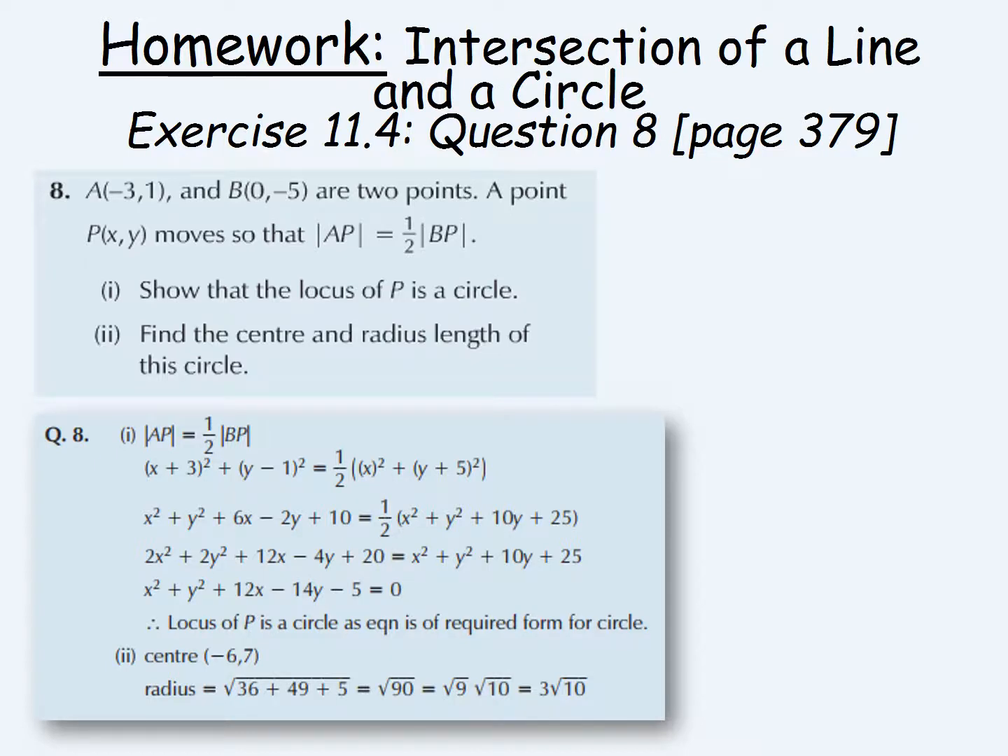And then it asks us to find the centre and radius of this circle. So using your formula x squared plus y squared plus 2gx plus 2fy plus c equals 0, we're able to pull out the centre, which is minus 6, 7, and we can work out the radius, which is 3 root 10.